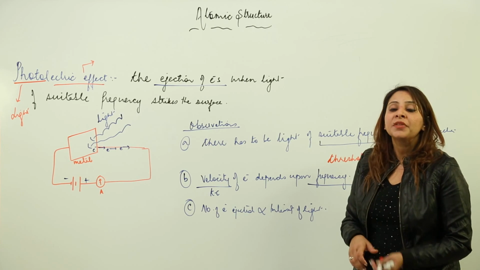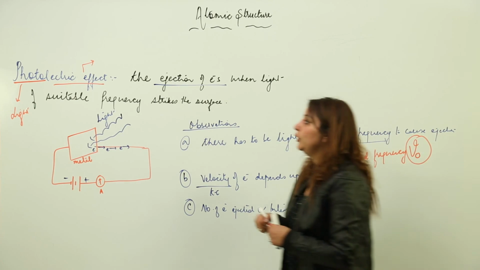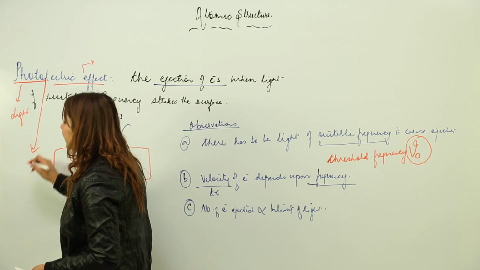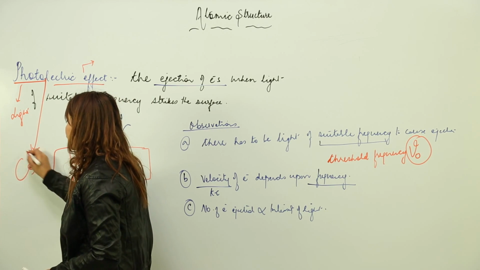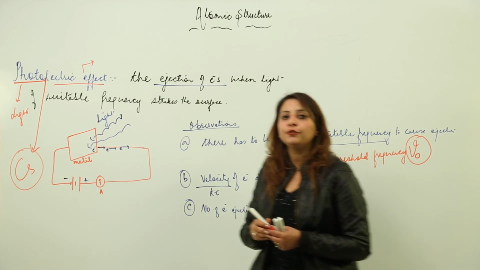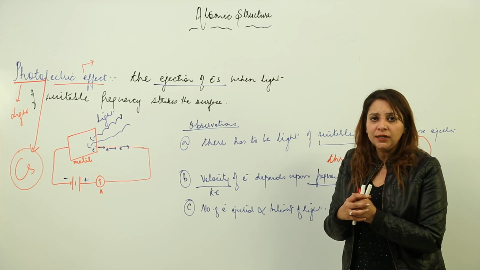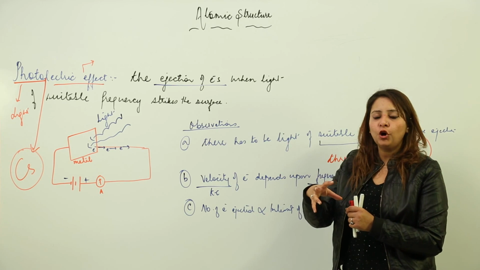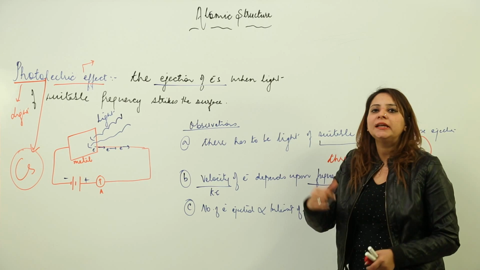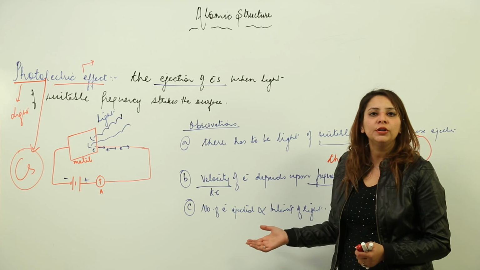And one more thing, the metal which is best suited for the photoelectric effect is that which has minimum ionization energy. So cesium is best suited for the photoelectric effect because there the electrons are not so tightly bound. So when light of suitable frequency falls, even less frequency can cause an easy ejection. So this is about the photoelectric effect.